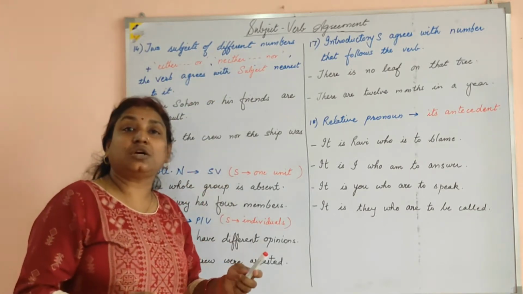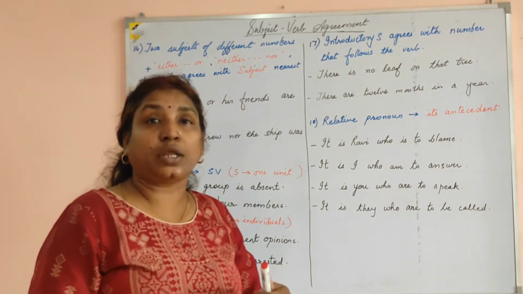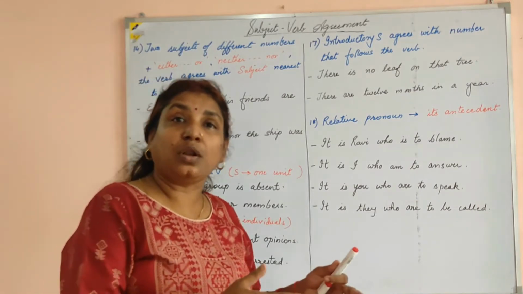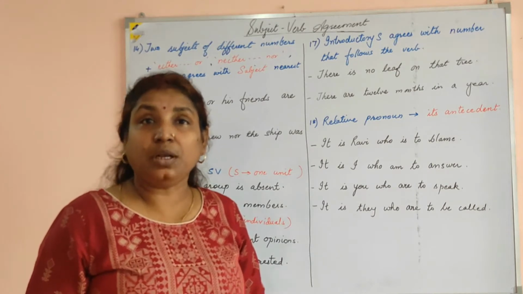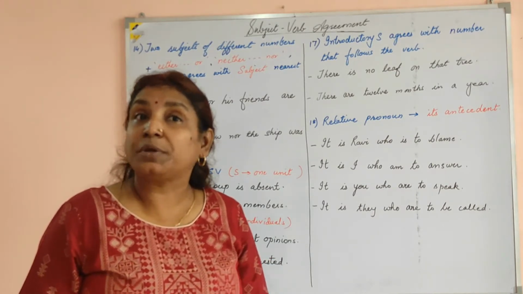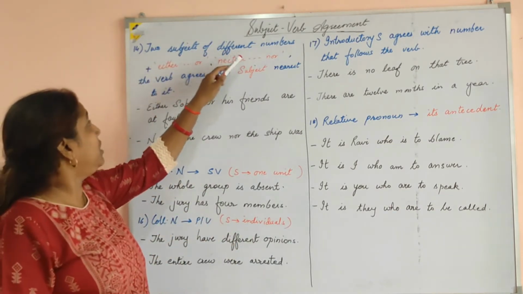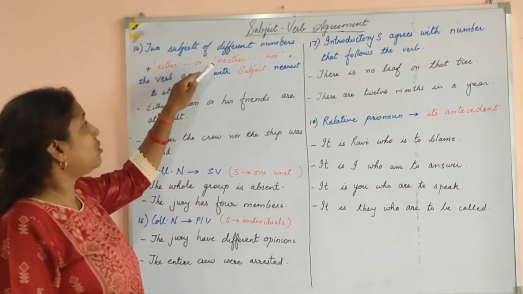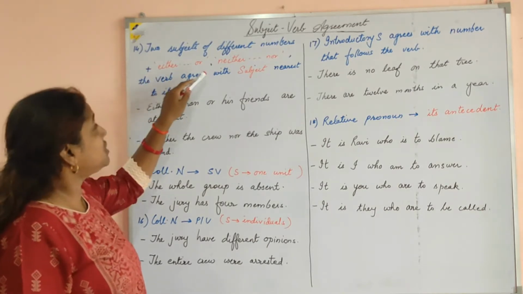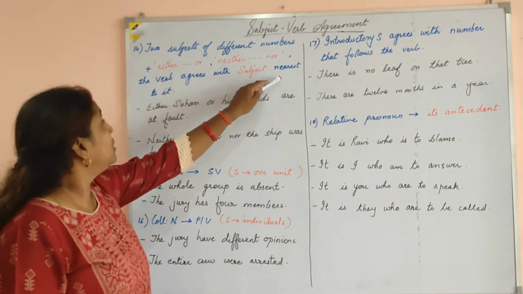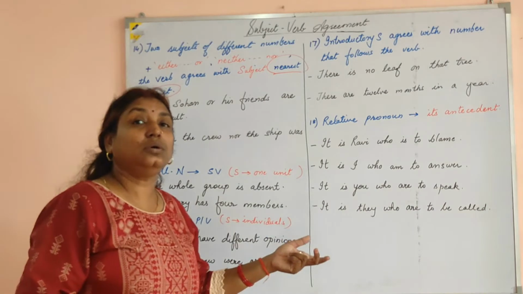Means when I use either or, neither nor as connectors, what do I find? I have a choice or an option. So any one of the subjects is to be considered. But when the subjects are of different numbers, which subject is to be considered? So let's see that. Two subjects of different numbers joined by either or, neither nor. In such cases, the verb agrees with the subject nearest to it, the subject that is nearest to the verb.